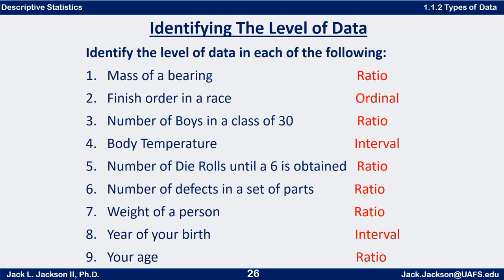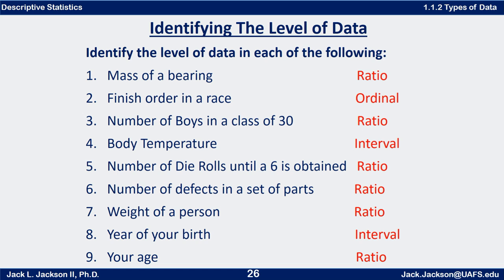Body temperature. Remember, temperature is interval data. It's one of the very few things that is interval data. The number of die rolls until a 6 is obtained, that's ratio. That's a count. Counts are always ratio data. The number of defects in a set of parts, again, that's a count, so that's ratio data. The weight of a person, that's going to be ratio.